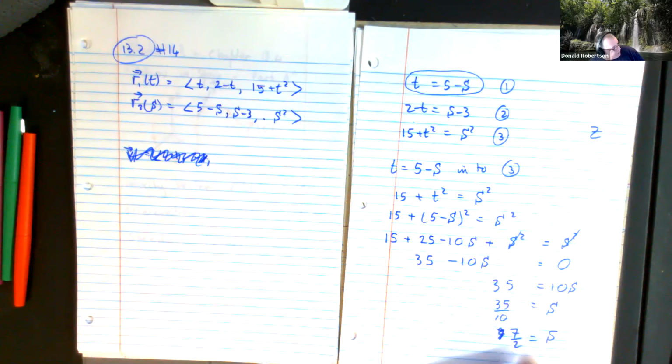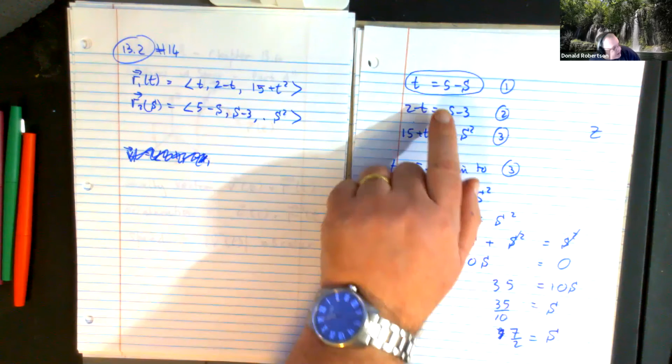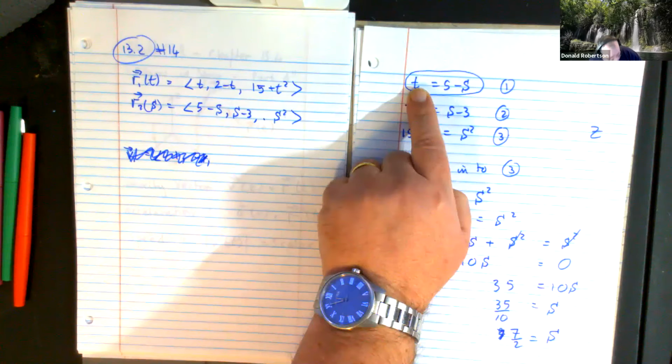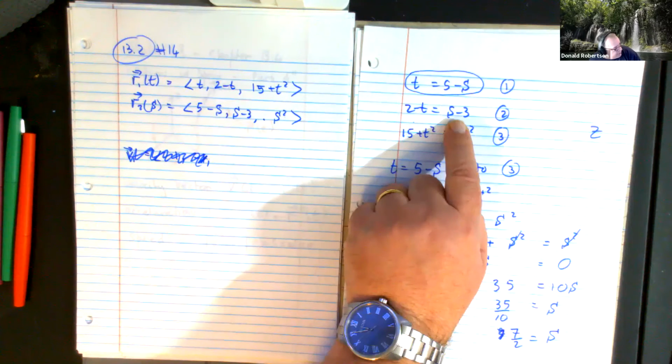So let me check that I didn't write something down wrong. t equals 5 minus s, agreed. 2 take away t equals s take away 3, check. 15 plus t squared equals s squared, yeah.